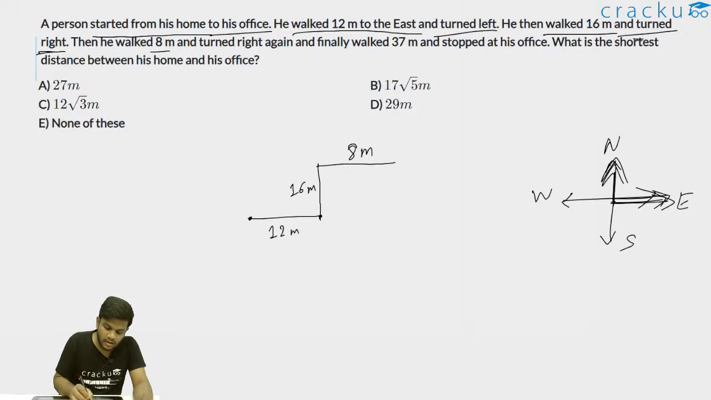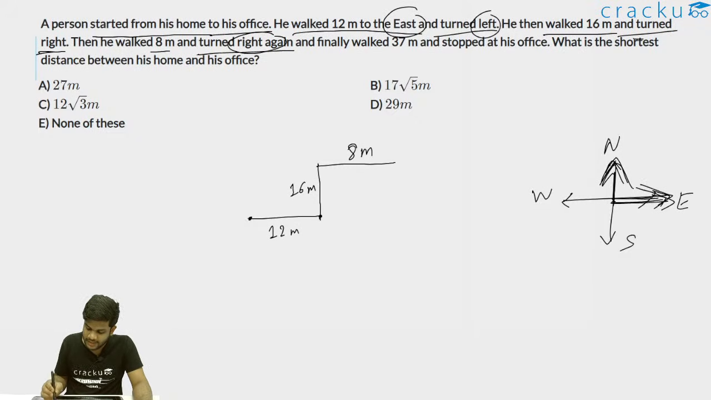And again he turned right. Now when you look at it, he was traveling to the east, and when he turned left, he started going to the north. Right now he is again facing east and he turned right. So when he is facing east and he is turning right, that means he is now facing south. So now he is facing this side and finally walked 37 meters in this direction.